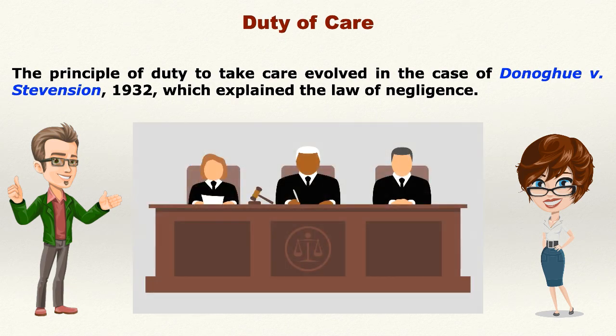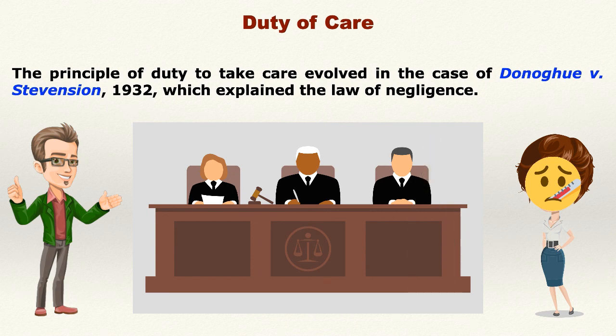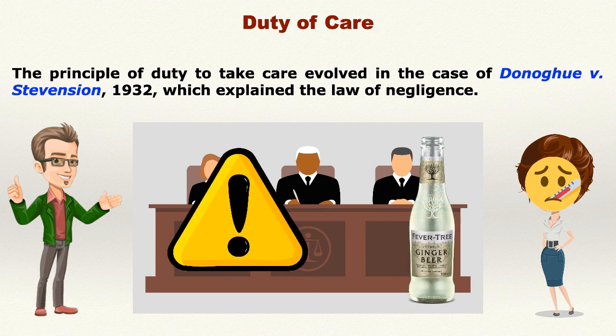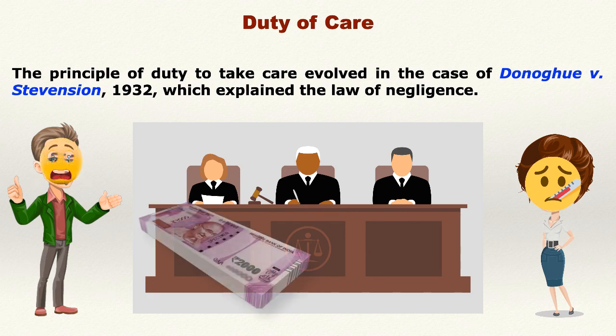But the court held that the manufacturer owed a duty of care to those who are reasonably foreseeable to be affected by the product. So the duty of care is owed to those whom one can reasonably foresee as being potentially harmed. Though she didn't pay, she consumed it and she fell ill because of that decomposed snail found in her drink. So it is Stevenson's negligence that he didn't pay attention while manufacturing that beer. So Stevenson was found guilty and he paid the compensation.